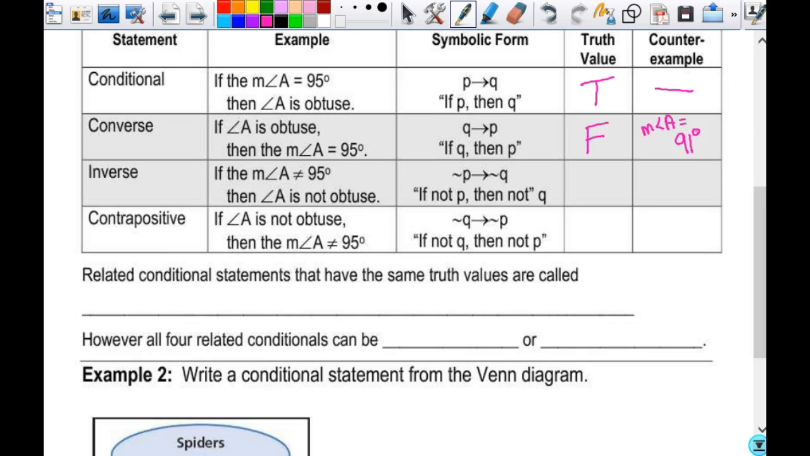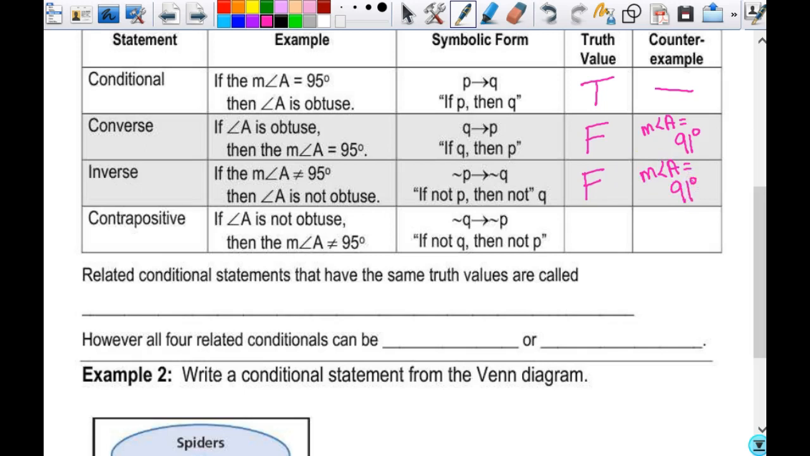Okay, Sebastian, sit up. All right, so then the inverse is when we take the original one and we make it negative. So if the measure of angle A does not equal 95 degrees, then angle A is not obtuse. So think about that one for a minute. If the measure of angle A is not equal to 95 degrees, then angle A is not obtuse. What do you think? True or false? False? Okay, why? Exactly. Okay, so you can use the same counterexample. Sometimes the same one will work more than once, and that'll work just fine. So that is false. And so the measure of angle A could equal 91 degrees.